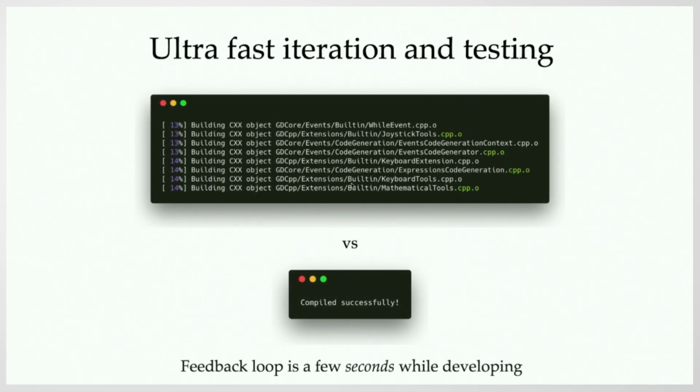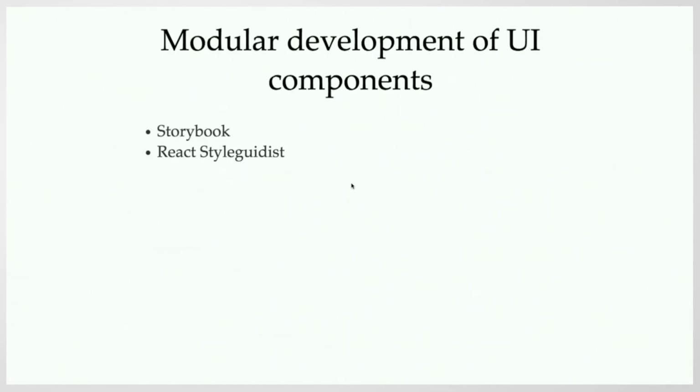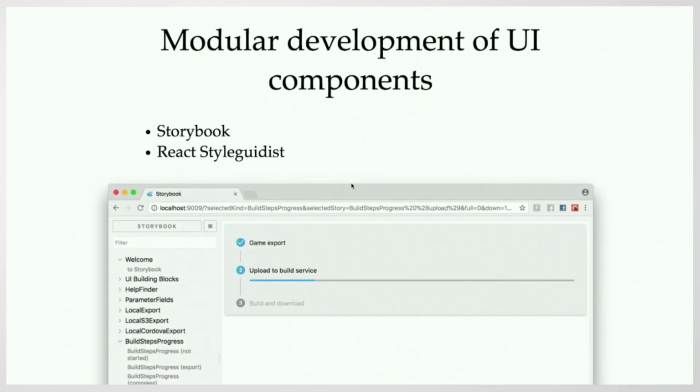The good advantage of this is that now I have ultra-fast iteration and testing on my software. Before, I had to wait for the recompilation of a few files every time I made a change. Now, it's a few seconds before Create React App tells me, oh, it's compiled, and you can check the result. Even better, you can use Storybook or React Styleguidist to develop your components in isolation. And the thing is that I don't do unit tests.